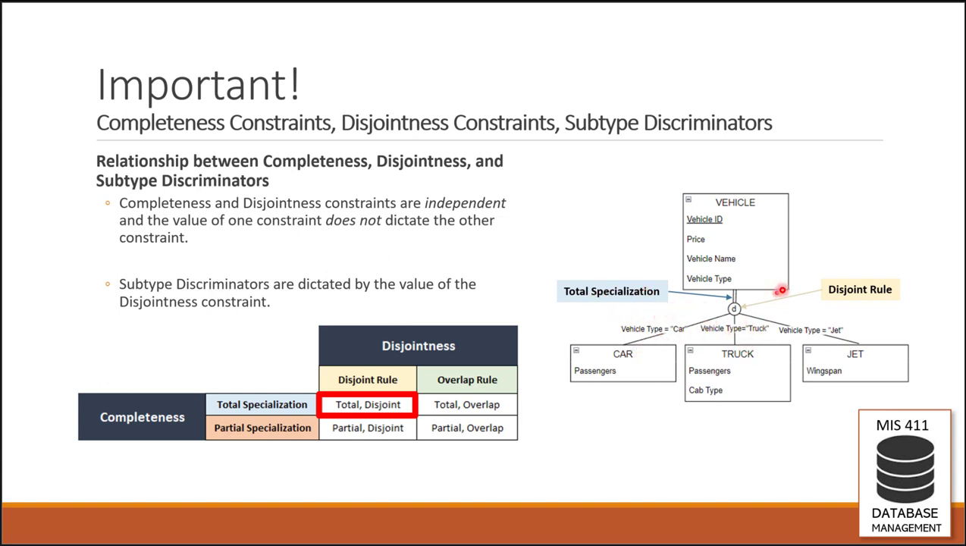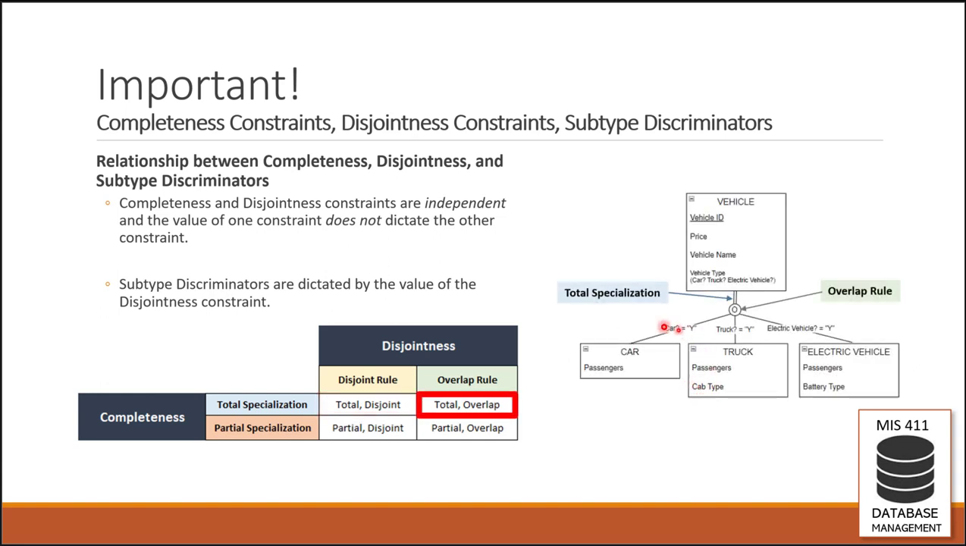So this is a total disjoint, and because it's a disjoint rule, the subtype discriminator can be a simple discriminator. Vehicle type equals car, vehicle type equals truck, vehicle type equals jet, and here's the discriminator, you might remember, vehicle type.